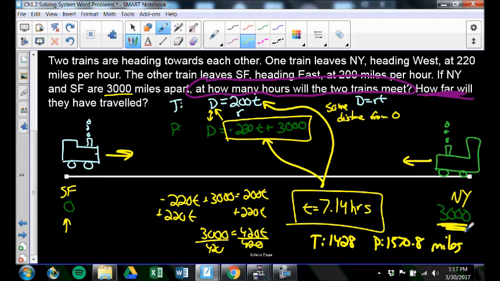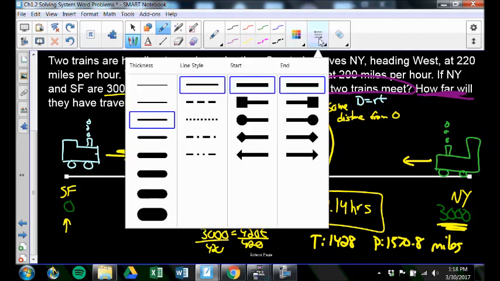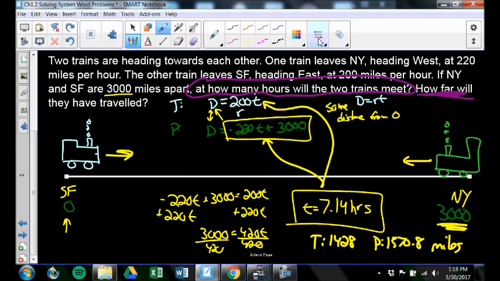But you can think of it this way. Together, the two trains are going 420 miles per hour. The two trains together are covering 420 miles because every hour he goes this far and he goes a little bit further. Every hour they're chewing up that much distance. If they're going 420 miles per hour and they have to chew up a total of 3,000 miles, the question is how long will it take to do 3,000 divided by 420?